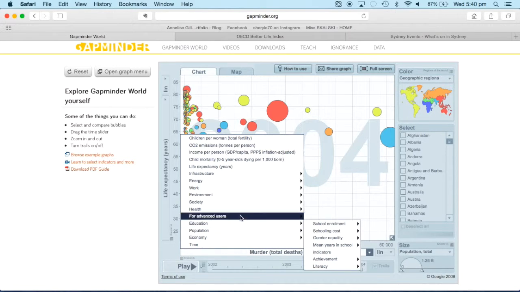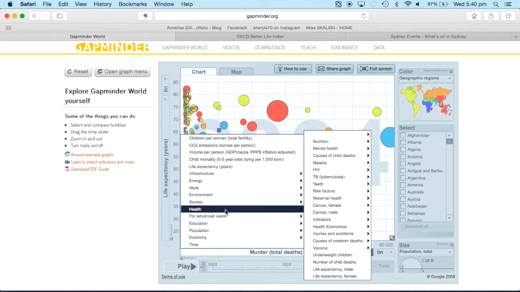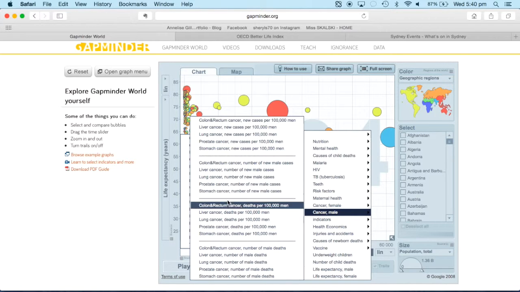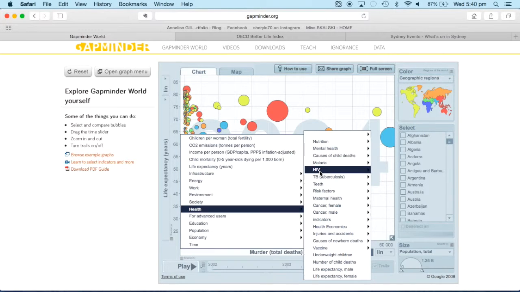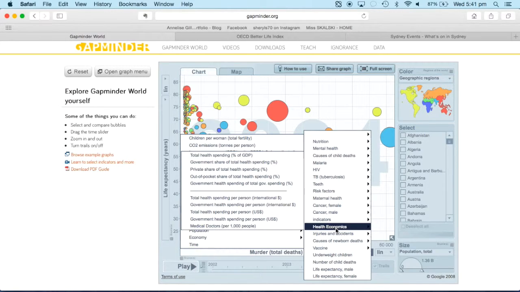Looking at health now. There are stacks of statistics on Gapminder about the health of different places, and you can look at specific diseases and mental health and malaria and life expectancy and everything else. If you want to look for economic or money situations, so which countries are spending the most on health, then there is health economics here, but for some of these there is no data. I can't remember which ones they are.